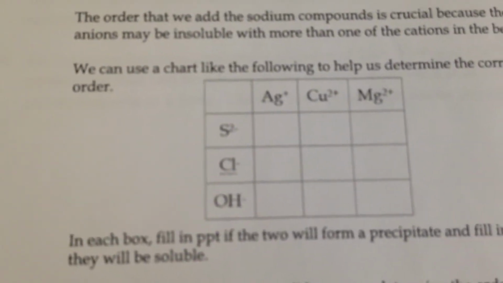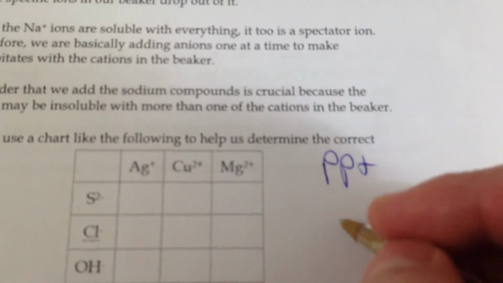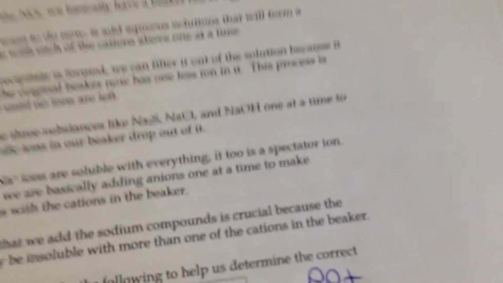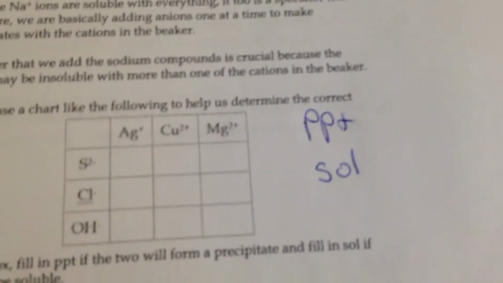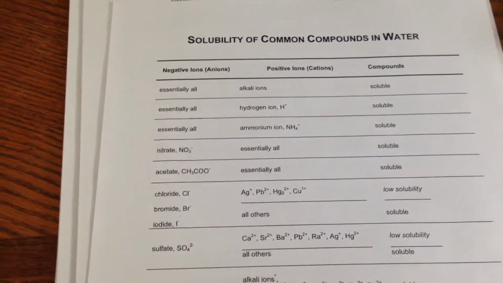So what we do now is we set up this little chart here. This is our chart. So we're going to mix a bunch of ions together and we're going to see what it's going to give us. We add PPT for precipitate, and solubility if it's soluble, SOL. Okay, so if it's a precipitate, we put the PPT and then the SOL. So you once again go back to your solubility of common compounds in water.